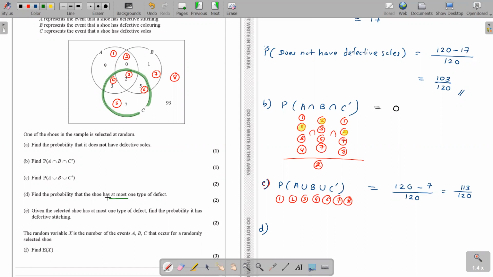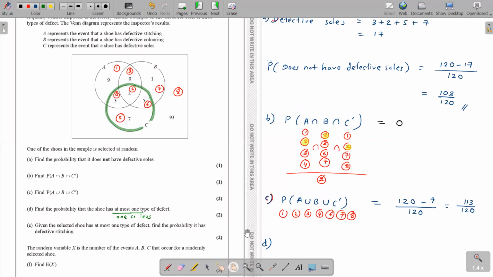So you have to understand the meaning of the word at most. If they say at least one defect, that means 1 or more. At most means 1 or less. At most 1 means 1 or less. What do you mean by less? 1 or less means 0 defects. So 1 defect or 0 defects. What are the regions where I have 1 defect or where I have 0 defects?